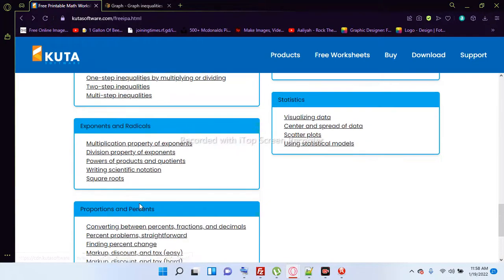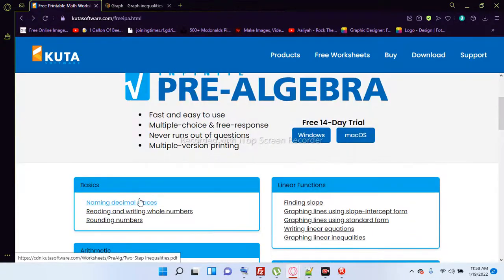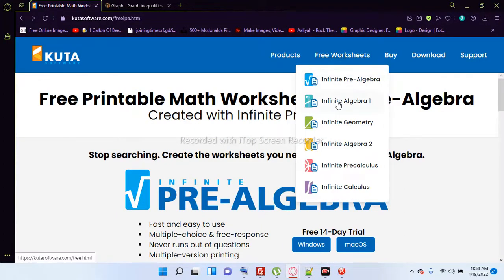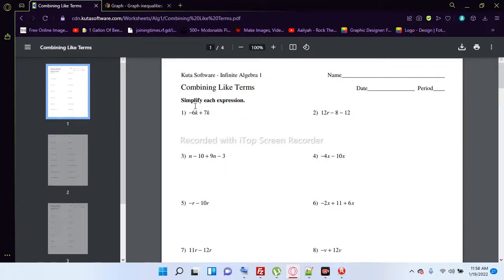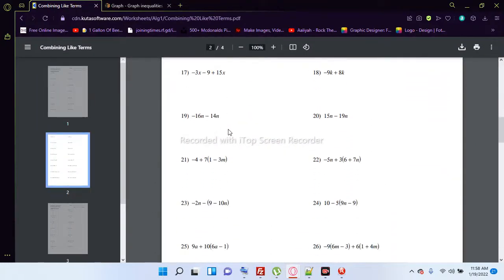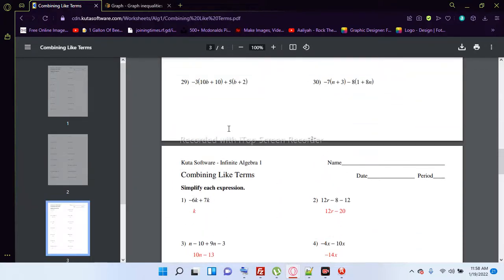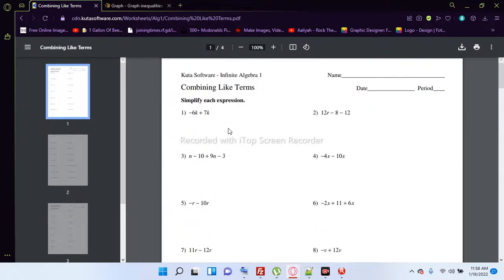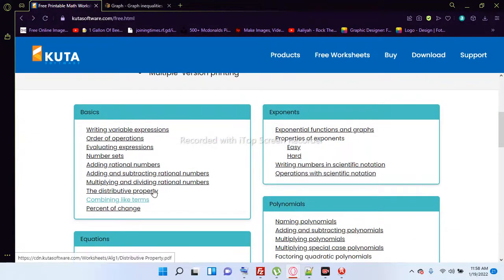Let's see. One-step inequalities by multiplying. So what we're going to do is we're going to leave out pre-algebra. We're going to go to Infinite Algebra 1. And combining like terms. There we go. Negative 6k plus 7k. Combining like terms. Let's see if we get something a lot harder. What I want to show you that's a lot harder: distributive property.